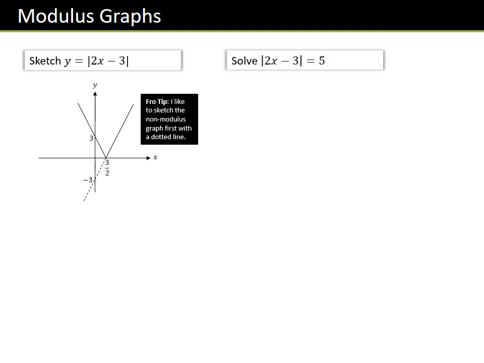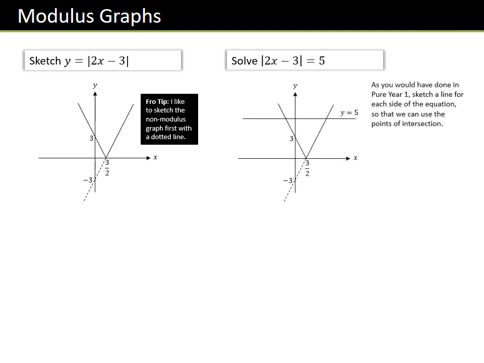Now I'm going to solve modulus 2x minus 3 is 5. So again, sketch the graph, and this time I add the line in y equals 5, and I can see there's going to be two solutions.